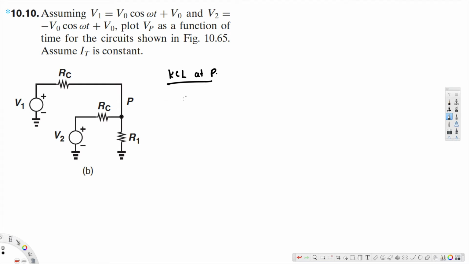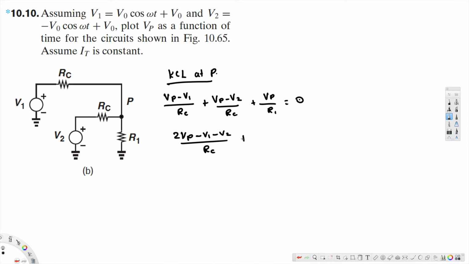If you apply KCL at point P, this is going to be just VP minus V1 divided by RC, plus VP minus V2 divided by RC, plus VP divided by R1, is equal to 0. Now, since RC is a common denominator, if you add them together, this is going to be just 2VP minus V1 minus V2 divided by RC, plus VP over R1, that is equal to 0.